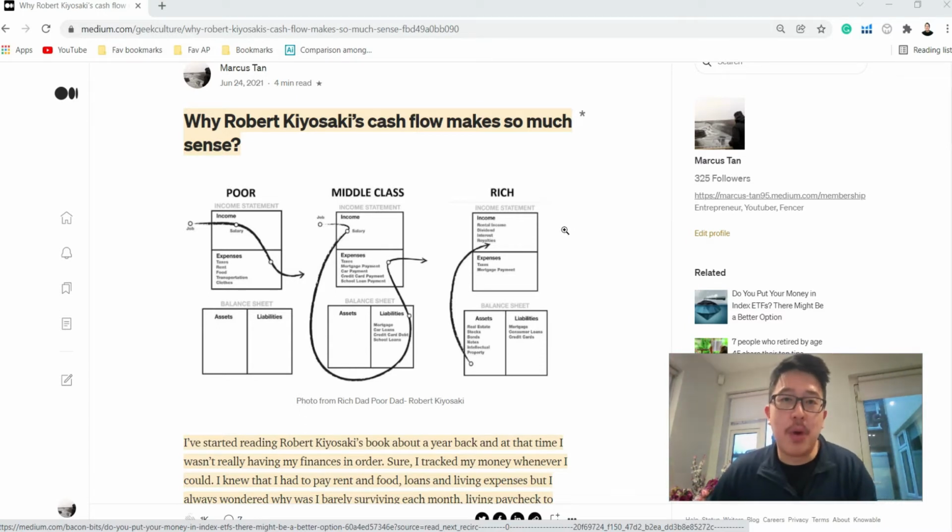In his book, Rich Dad Poor Dad, he has this diagram, which is basically the cash flow, to show you the difference between the poor, the middle class, and the rich. So I thought it would be really helpful to share what the difference is between a poor person, middle class, and rich person's cash flow, and I hope you're able to look at your cash flow in a whole new way. It was eye-opening for me.